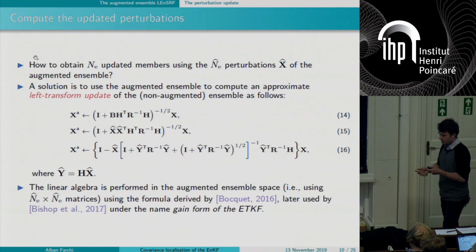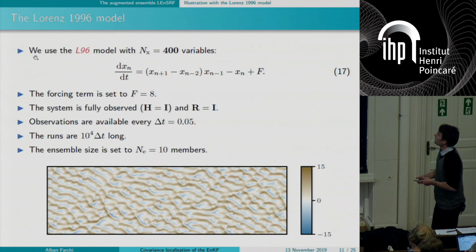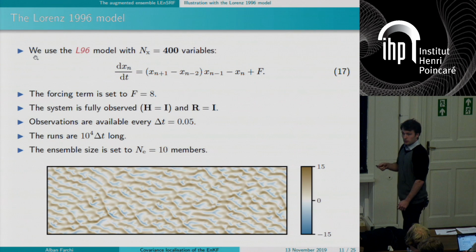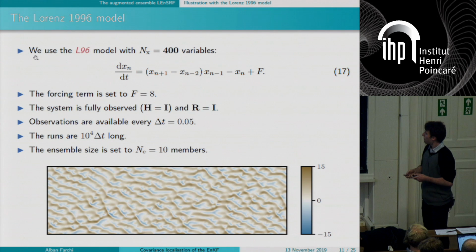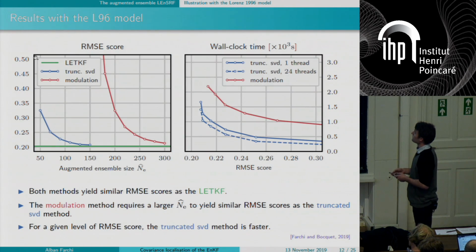So now we are ready, and we want to test this approach. In order to do this, we will use the Lorenz 96 model, which is given by this set of differential equations. We use a pretty standard configuration where everything is observed. We use 400 variables. The ensemble size is set to only 10 members, which means that localization will be necessary. And we will look at the root mean square error between the truth and the analysis.